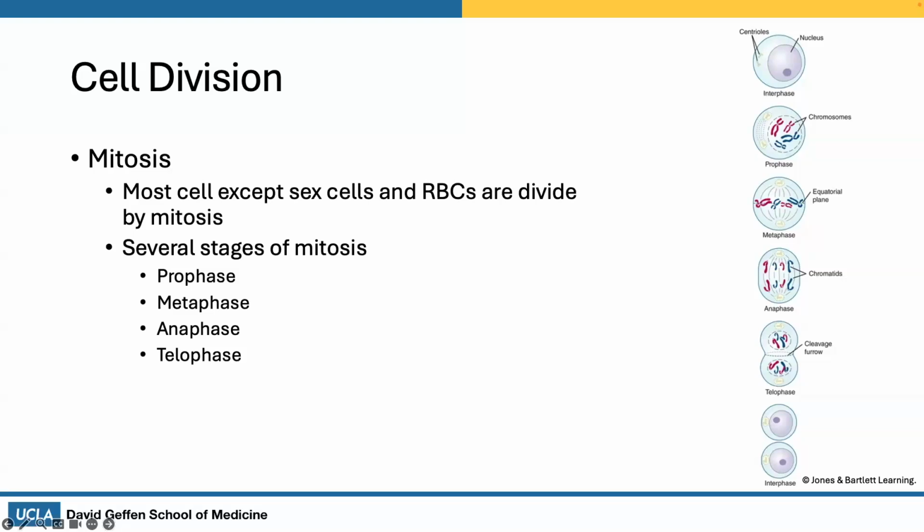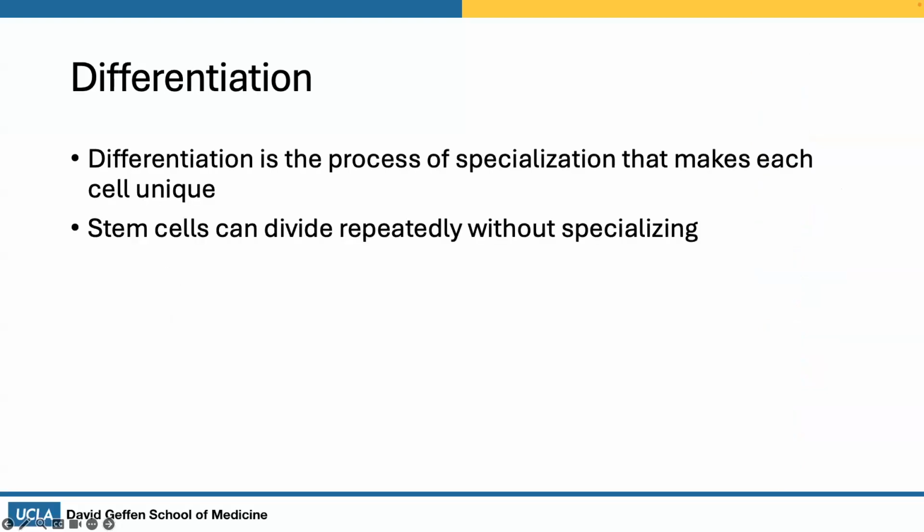So mitosis is how we grow, we heal wounds, we replace lost or damaged cells. It's highly controlled, and when it's not, that's when we run into problems like cancer. So understanding each phase helps us recognize how those cells should behave, and it's going to help us understand what happens when they don't. So, differentiation, I mentioned this earlier.